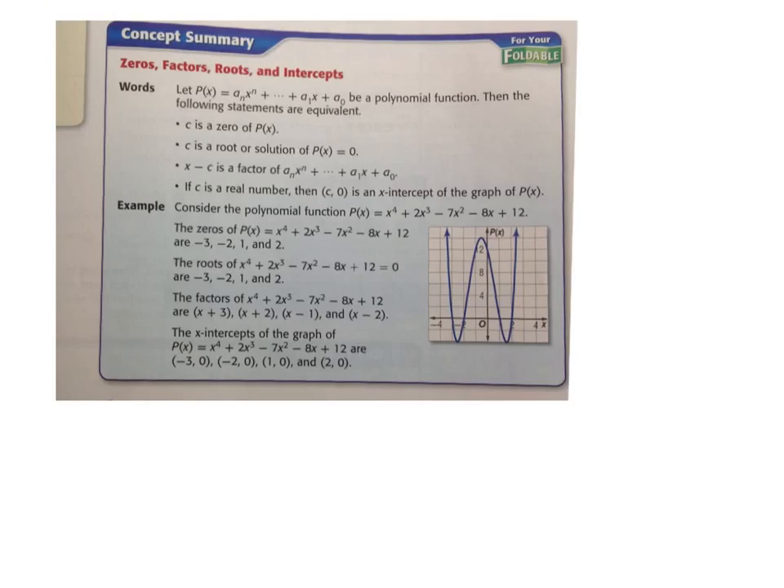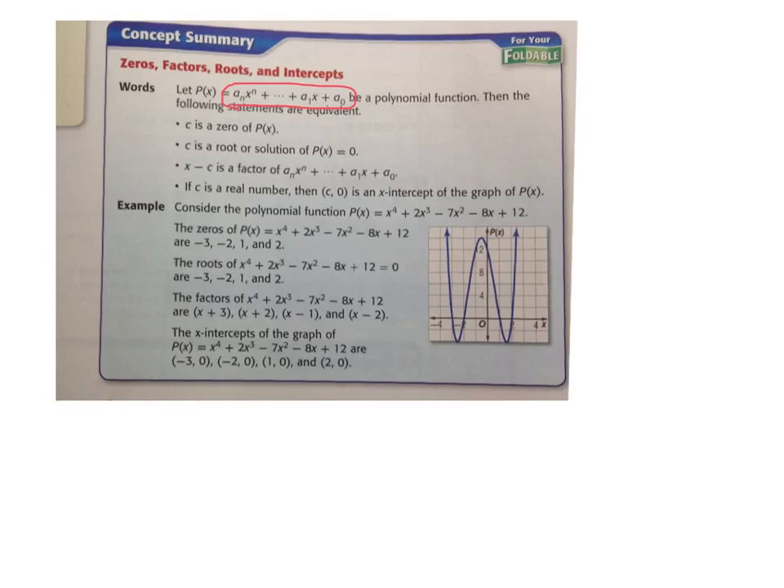The first concept summary is about zeros, factors, roots, and intercepts. It says, let p of x equal a sub n, x to the n, plus ... plus a sub 1, x to the 1, plus a sub 0 be a polynomial function. Remember that this is simply the algebraic notation for a polynomial function. It says if it's a polynomial, then the following statements are true.